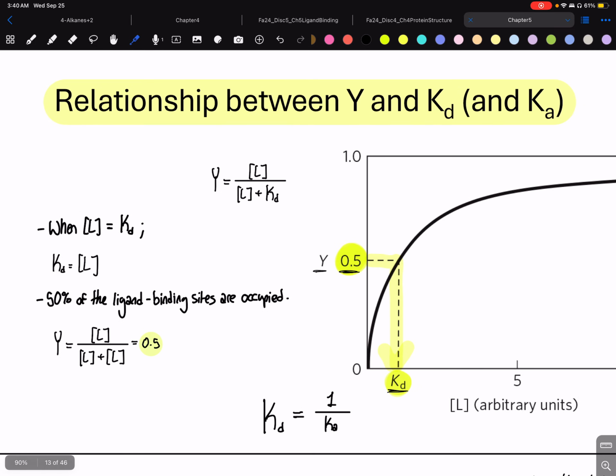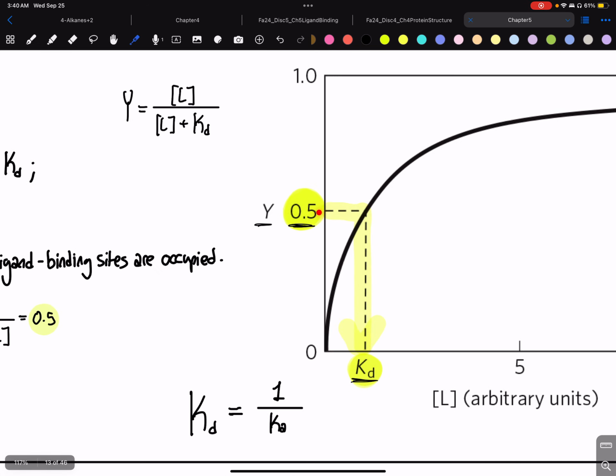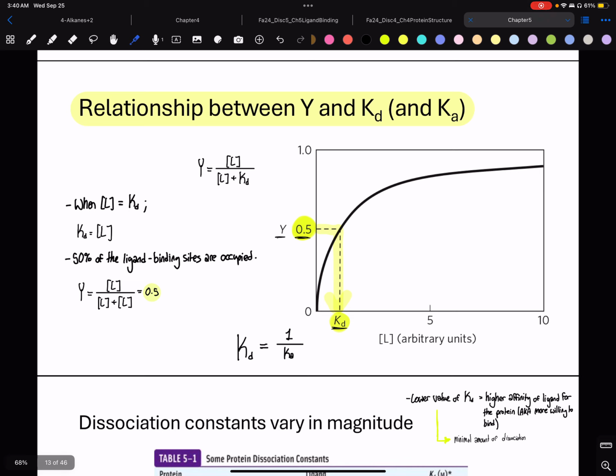So when the concentration of ligand equals Kd, that is when 50% of the ligand binding sites are occupied. So when we have this value at Y, 0.5, and wherever, if we draw a line from 0.5, wherever our curve hits that line, that is our Kd value. And our Kd value, again, when Y is at 50%, is basically the concentration of when 50% of the binding sites are occupied. And that is also in the function of inverse, so it's 1 over Ka.